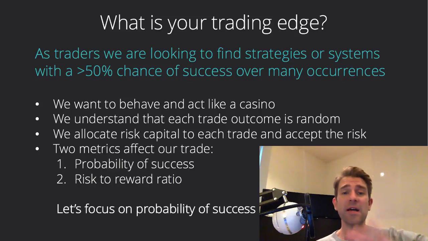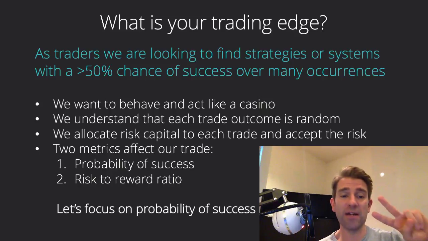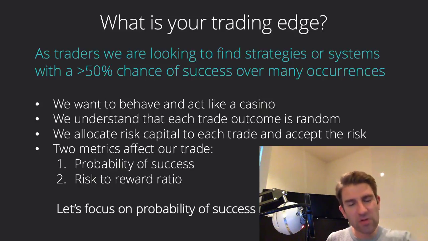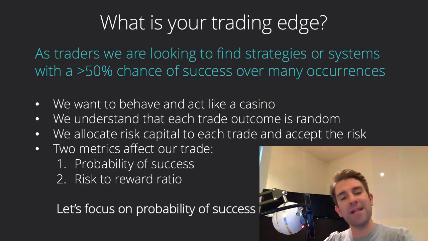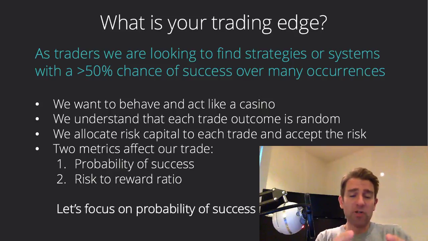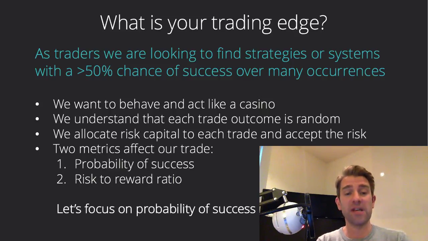As far as I'm concerned, there are two metrics that affect our trade: the probability of success and the risk to reward ratio. Now, there's a third one as well, which is your position size, but let's forget about that for now and keep it really foundational. If we've got a really high probability of success, then our risk to reward ratio doesn't really need to be that high. Let's say we've got a 90% chance of a winning trade, the risk to reward doesn't have to be that high.